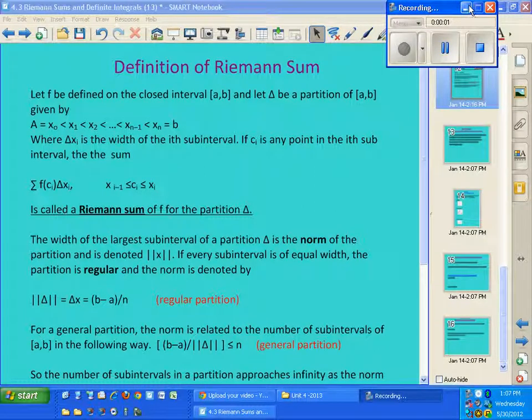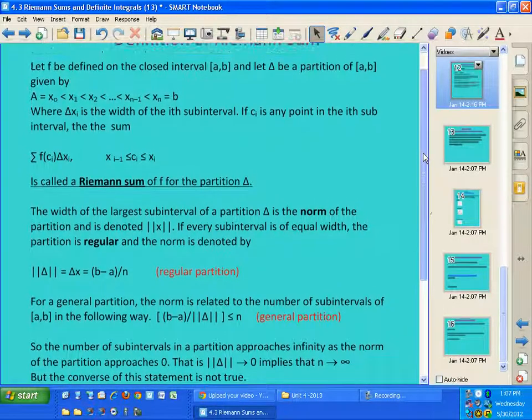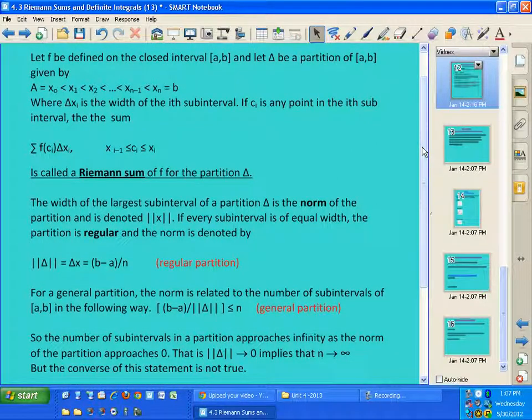Hello and welcome to section 4.3, Riemann Sums and the definite integral. Alright, so there's a lot of writing on this page and you don't really need to get all of this down, but I wanted to show it to you, and you should probably read through it to make sure that you understand what's going on here.